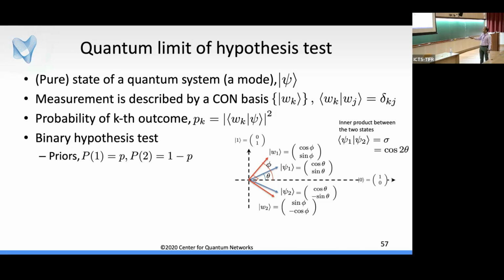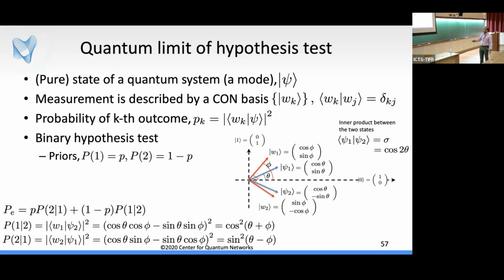So I have to just optimize this phi. You can write down the probability of error if I use this measurement vector to tell apart between these two states. Let's look at this carefully. Probability of error is the probability that hypothesis 1 is true, psi 1 is true, times the probability that you choose hypothesis 2 given hypothesis 1 is true. What is this probability of error 2 given 1? It is the inner product between psi 1 and W2, magnitude squared, right? So you can write down this thing and I'll let you do the math, optimize for phi.